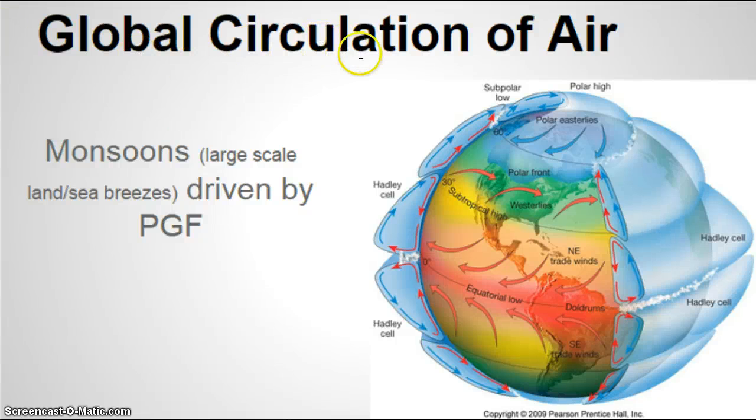Here we're going to look at the global circulation of air. We're going to be studying how monsoons, which are pretty much large-scale land and sea breezes, are driven by a pressure gradient force. So we're going to start making sense of this map in terms of the directions of the winds that we view and that are named, and from these convection cells that are also named.